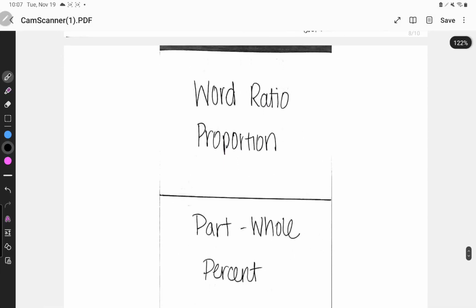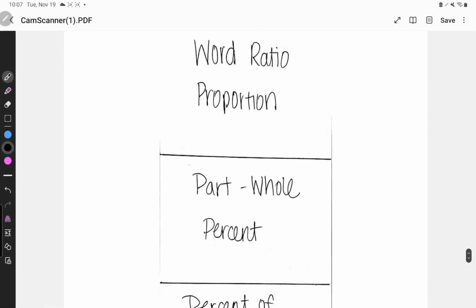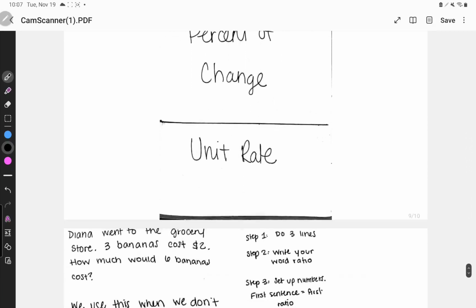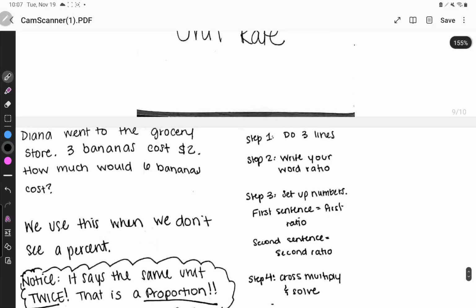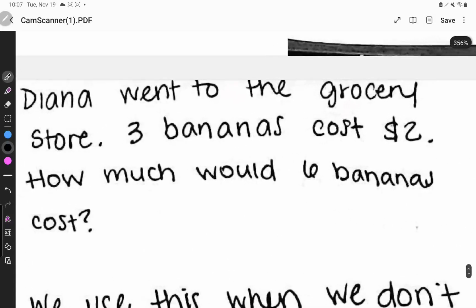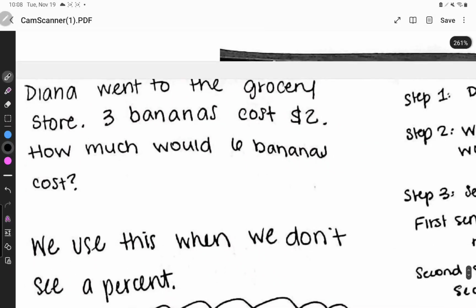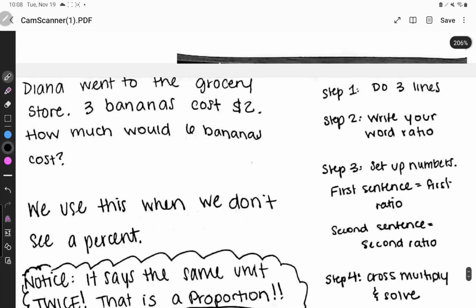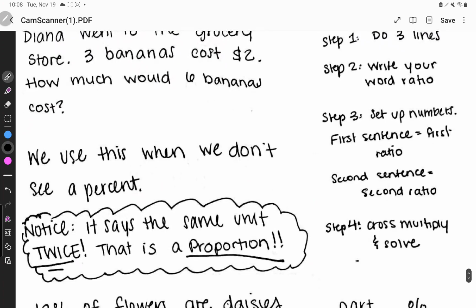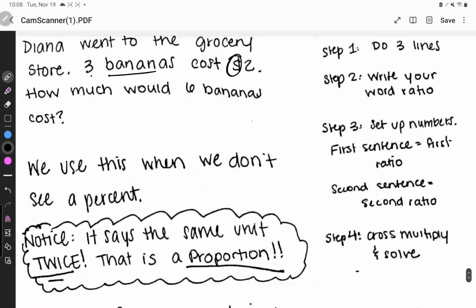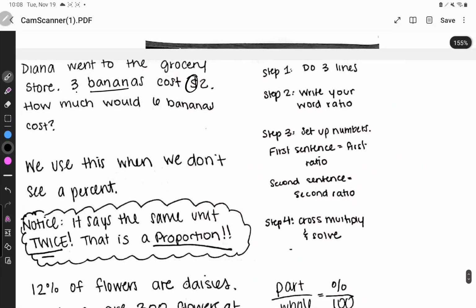The last foldable that you're going to go through is your proportions foldable. So you have word ratios, part whole, percent of change, and unit rate. If we look at this first example right here, it is Diana went to the grocery store, 3 bananas cost $2. How much would 6 bananas cost? So we don't see a percent, which means I should not be using a percent proportion. It says the same unit twice. It says bananas, and it says cost. When you see the same unit twice, that is a proportion every time.